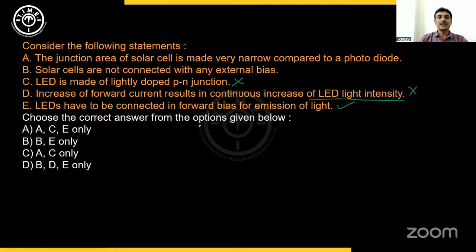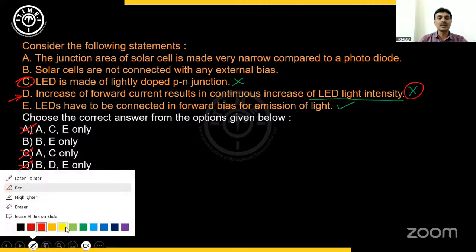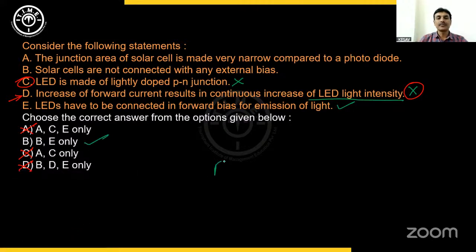Choose the correct answer from the options given below. A, C, E only. C is anyway wrong, so you can rule out option A. Since C is wrong, you can rule out option C also because it says A, C only. Now we are left with BE and BDE. B and E are common. Coming to D, increase of forward current results in continuous increase in LED light intensity. That is not correct, so you can rule out option D. So what is the correct option now? It's only option B. B is the right answer for this question. Understood?